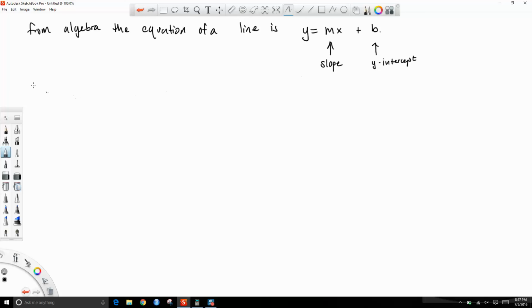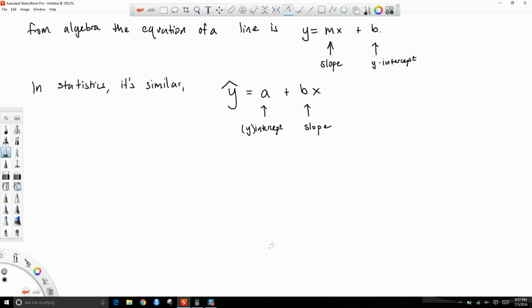Okay. In statistics, it's similar. We would say y hat is a plus bx. Now b is the slope, and a is our y-intercept, or we might just call it the intercept. We put a hat over the y to indicate that this is our prediction for y. This is called y hat, and this is the prediction for y, not the actual y.